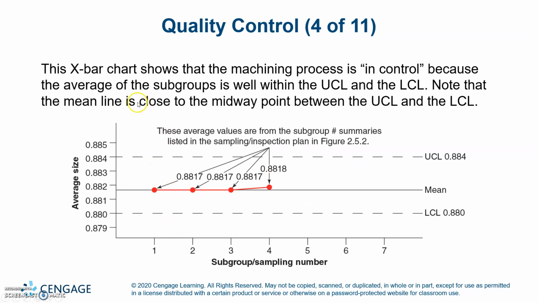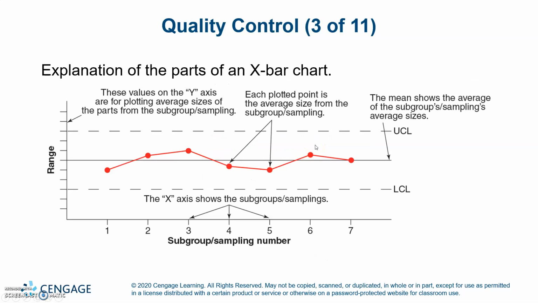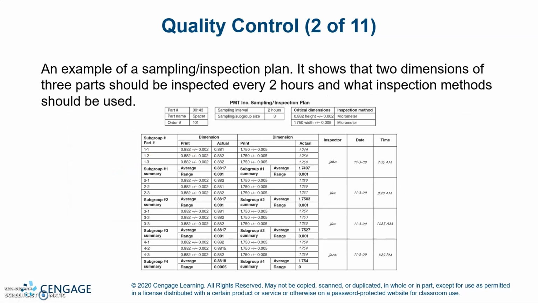The X-bar chart shows that the machining process is in control because the average of the subgroups is well between the UCL and the LCL. Note that the mean line is close to the midway point between the UCL and LCL, so upper control limit, lower control limit. These average values are from the subgroup number summaries listed in the sampling inspection plan on figure 252.